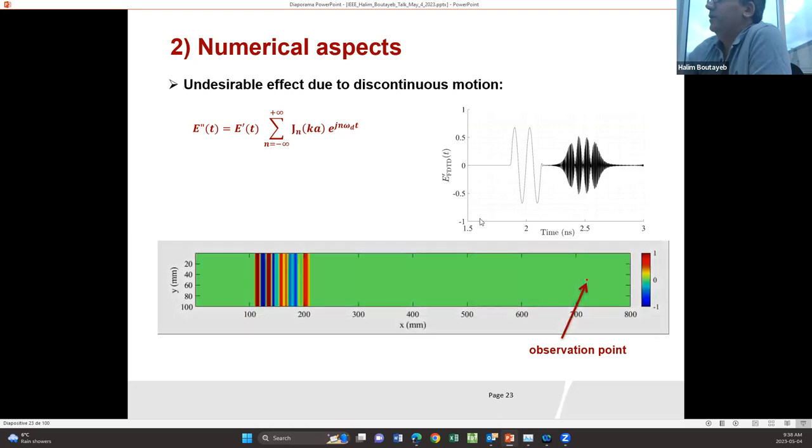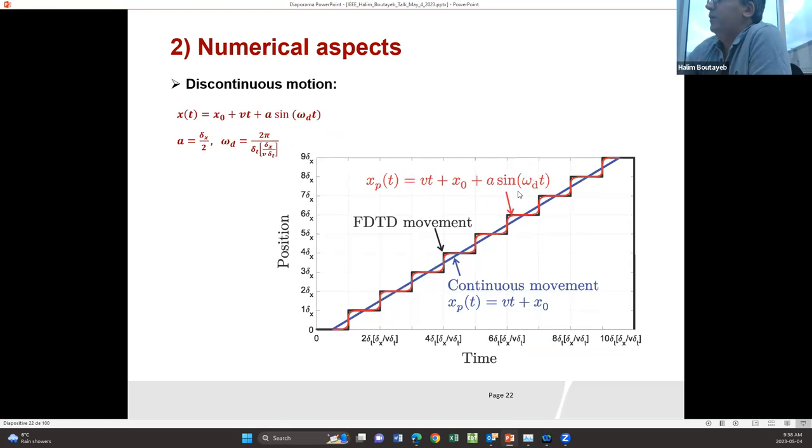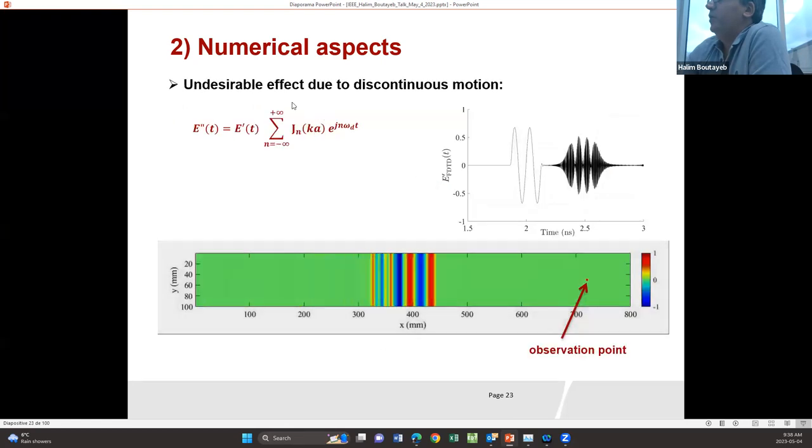Based on the analytical equation that we have here, we can find the analytical formula for this wave. We can see that the frequency is related to omega_d, and also to its harmonics. If we look at the signal in the time domain, we have the desirable signal, which is due to the uniformly moving plane wave source, and that one, which is due to the discretization in FDTD, an undesirable effect.